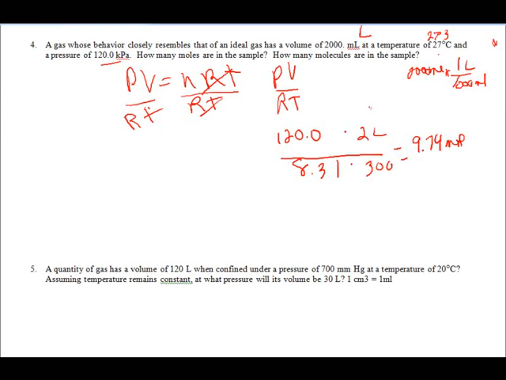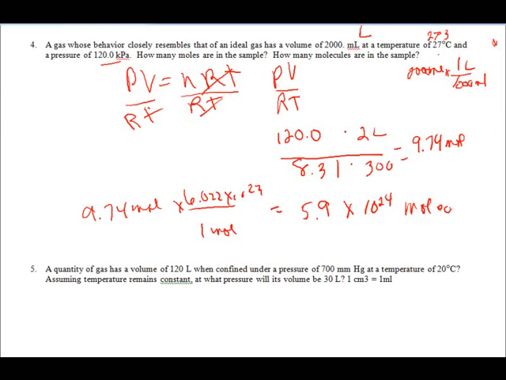Now it's also asked how many molecules, so I take that 9.74 moles, and I know 1 mole of anything is Avogadro's number, 6.022 times 10 to the 23rd, and I get 5.9, 2 sig figs, times 10 to the 24th molecules, and that's Bobo in the background.